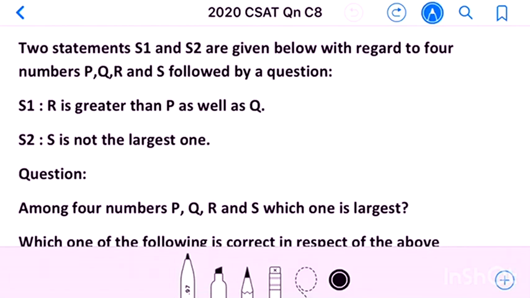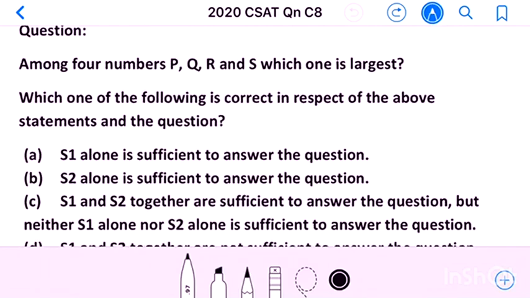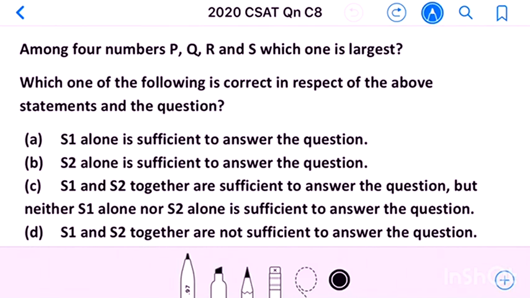Two statements S1 and S2 are given below with regard to four numbers P, Q, R and S, followed by a question. Statement 1. R is greater than P as well as Q. Statement 2. S is not the largest one. Then question, among four numbers P, Q, R and S, which one is largest? Then, which one of the following is correct in respect of the above statements and the question?